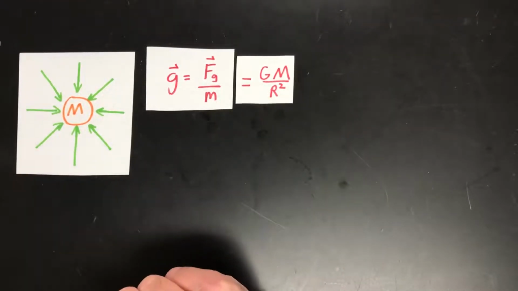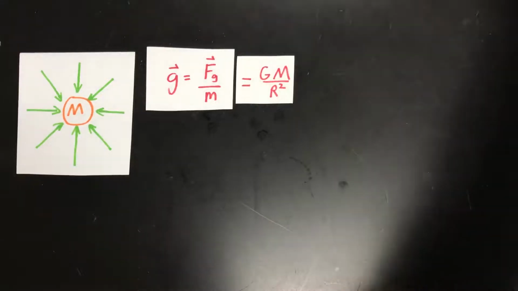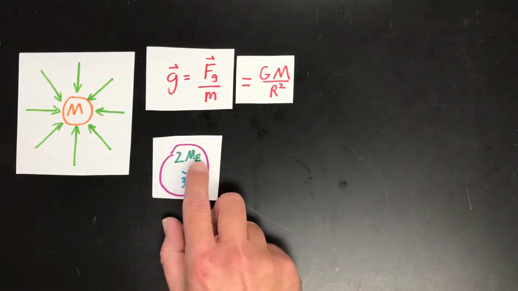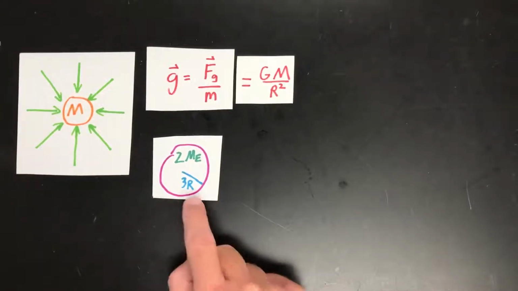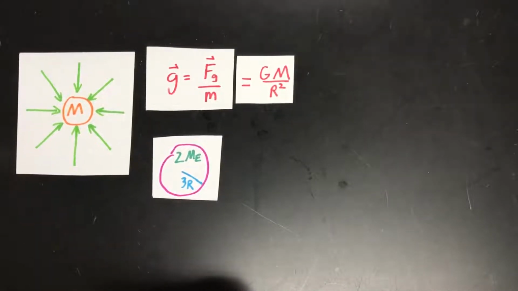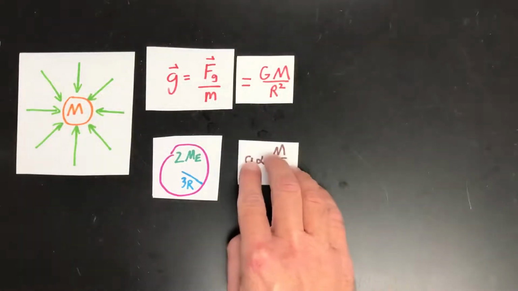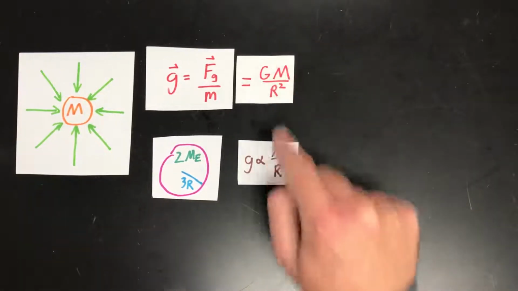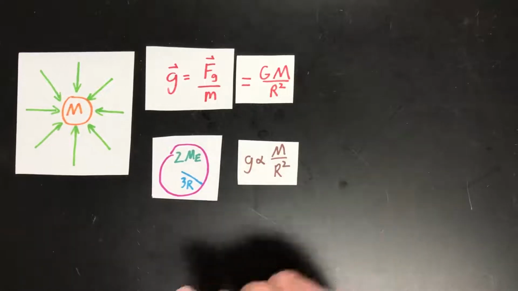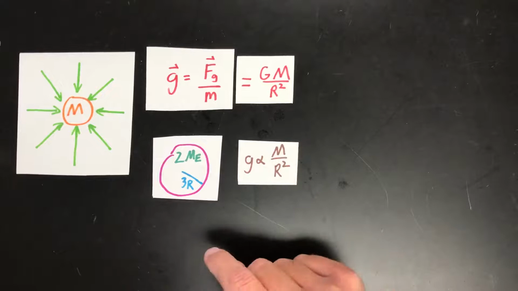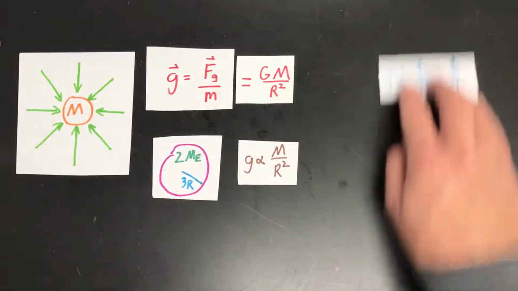Again, they love proportional reasoning questions with these. So let's say that you have a planet and it's got twice the mass of Earth and 3 times the radius of Earth. So what we will use is proportional reasoning with this equation right here. Don't worry about the G, it's a constant. It doesn't affect the proportional reasoning. So it's just mass over radius squared. So how would we handle this one?